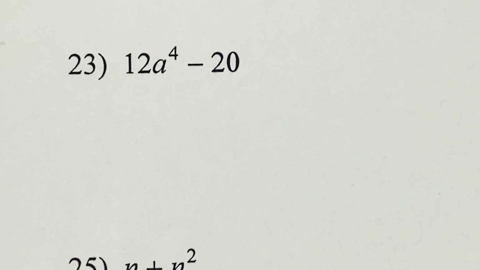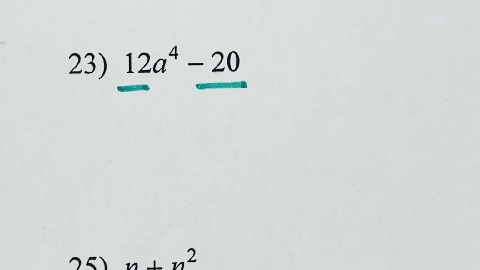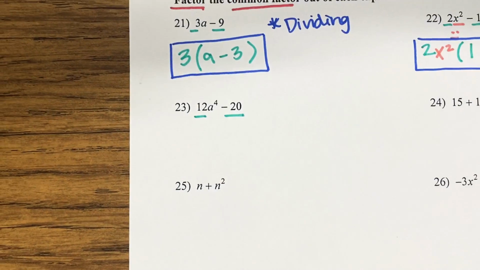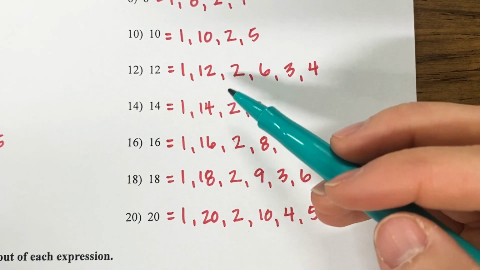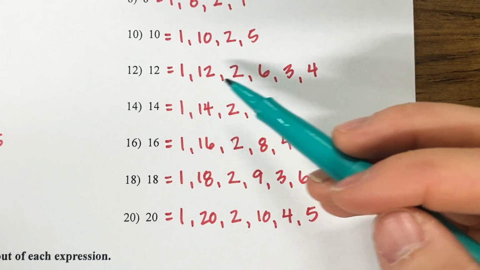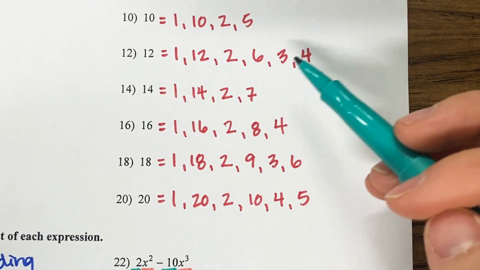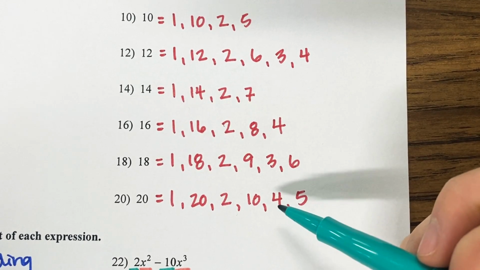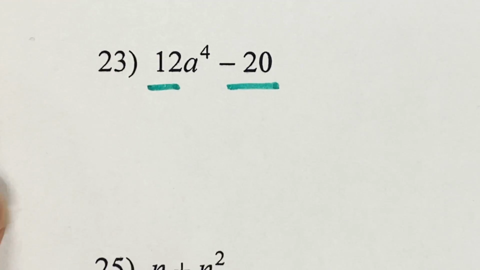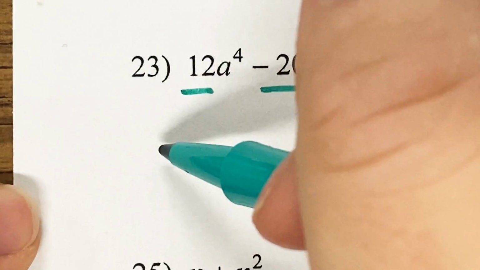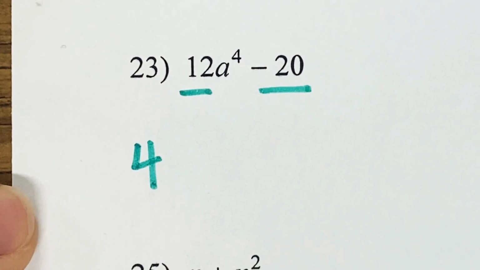Let's look at number 23. Look at the coefficients first, the numbers in front of the variables. 12 and 20. Look at your lists for 12 and 20. What is the biggest number that they share? Let's zoom out. I know they're both even. They at least have 2. 3 goes into 12, but 3 doesn't go into 20. Ooh, 4 goes into 12 and 4 goes into 20. Bingo. So we can take out a 4 in both of those. That's the biggest number we can take out. So 4 we're going to factor out.